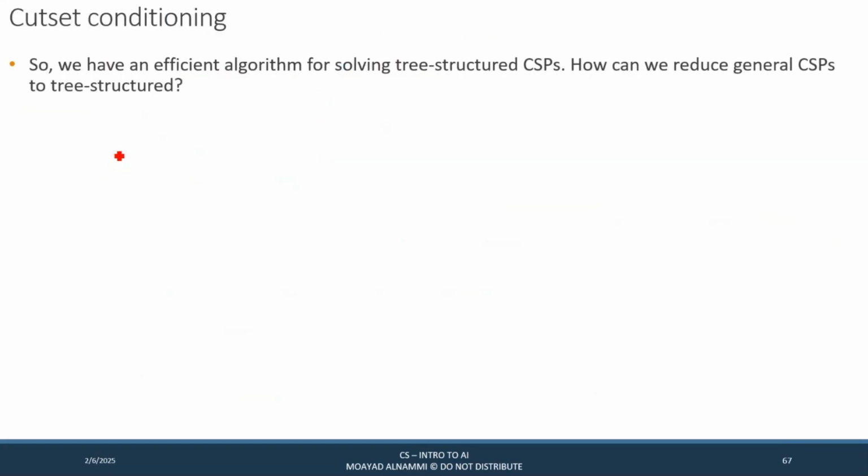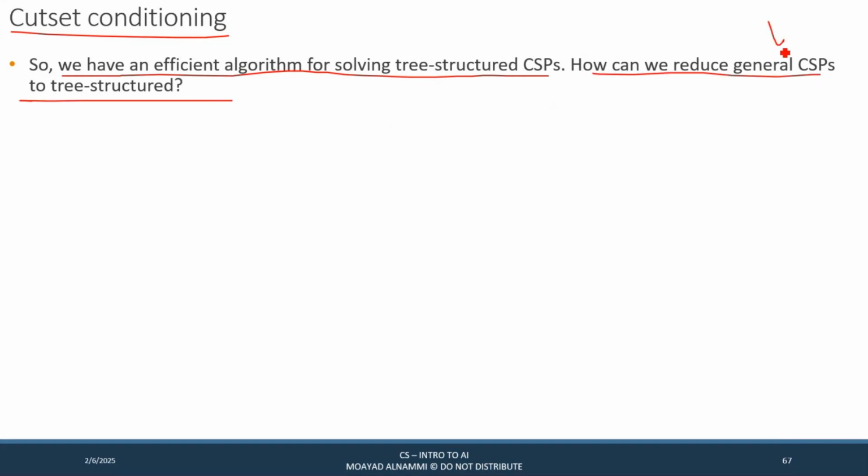The last thing I want to talk about is something called cutset conditioning. So we have an efficient algorithm for solving tree structured CSPs. How can we reduce general CSPs to tree structured? Because in most cases, your CSP will not be a tree structured graph. There will be loops in it.